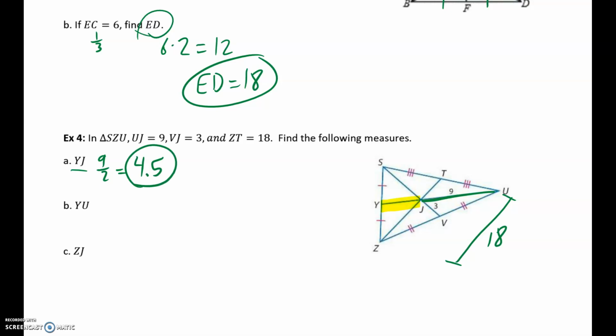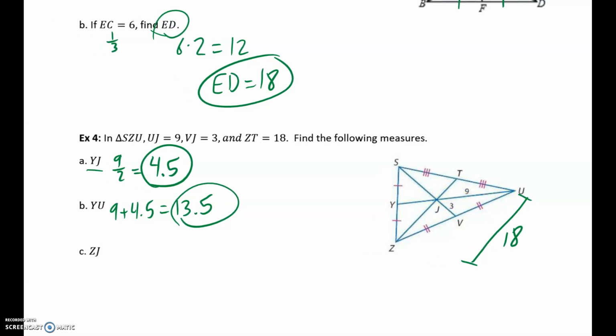All right, how about YU? Okay, so again, I look and I go, YU is the entire thing now. Oh, well, conveniently, we already had that this was 4.5. So 9 plus 4.5 is simply 13.5. Okay, and again, you can confirm this. If you take 13.5 divided by 3, you do get 4.5, and so on. Everything works out. All right, last one. Again, this is sort of a test for you. See if you can do it.